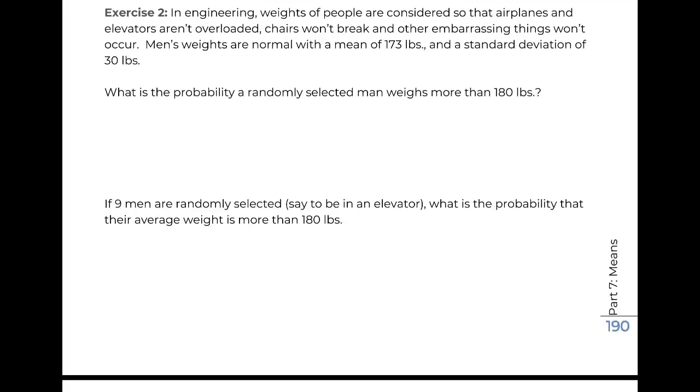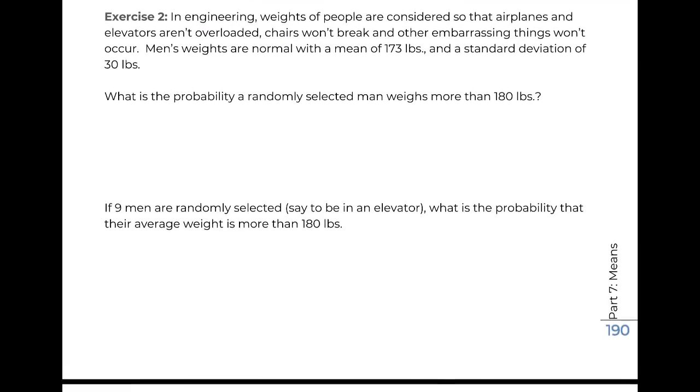Okay, so let's do an exercise. As a reminder, this type of question is just like the questions from 6.1. On the exam, there'll be a part A, which asks you for the distribution, and then a part B that asks you for a probability. So this one's a little bit different than what you'd see on a test, but it's here to demonstrate a very important concept. So in engineering, weights of people are considered so that airplanes and elevators aren't overloaded, chairs won't break, and other embarrassing things won't occur. Men's weights are normal, with a mean of 173 and a standard deviation of 30.